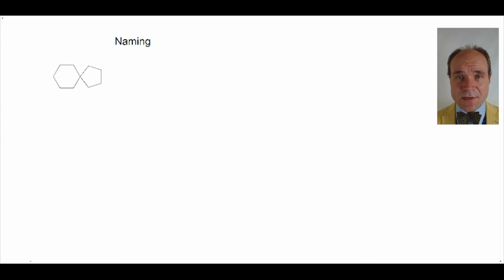Another polycyclic ring system is the Spiro ring. Let's have a go at naming this molecule systematically according to IUPAC rules. Well, if it were a fused or a bridged ring, we would say bicyclo, but it's not. It's a Spiro ring. So instead, we say Spiro. That's not too difficult, I hope.